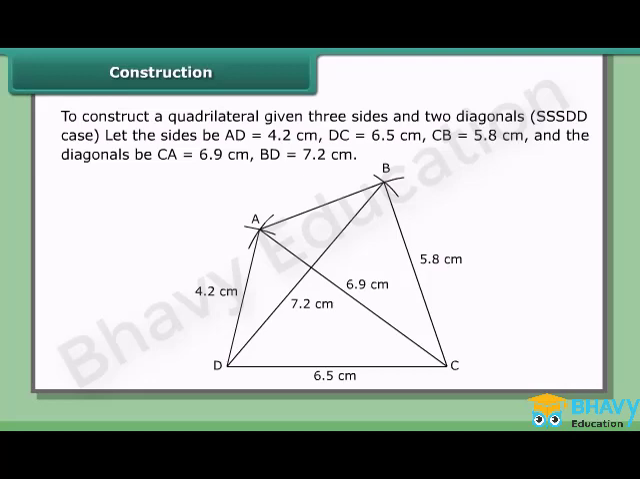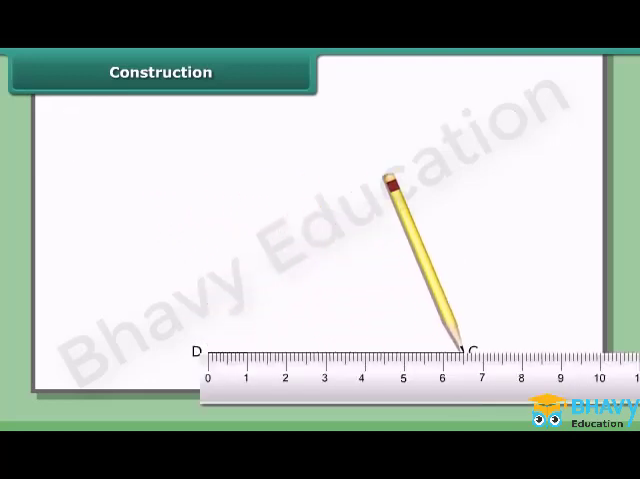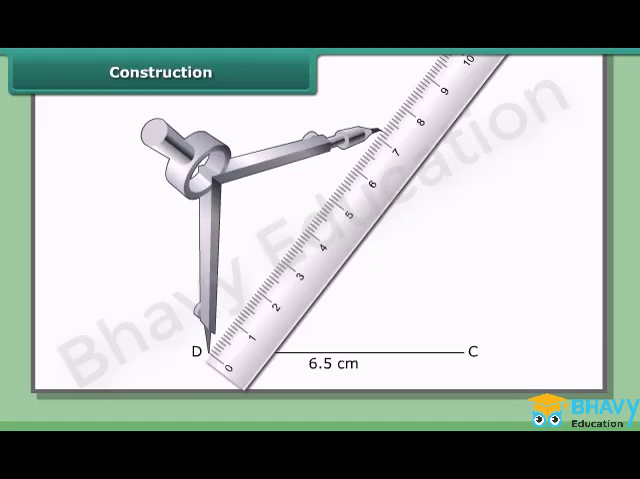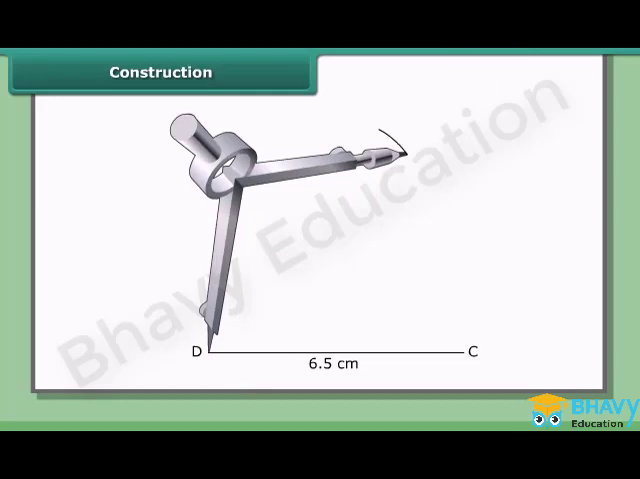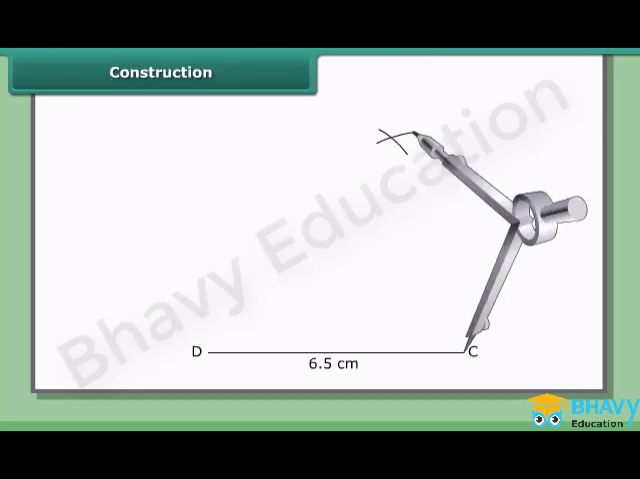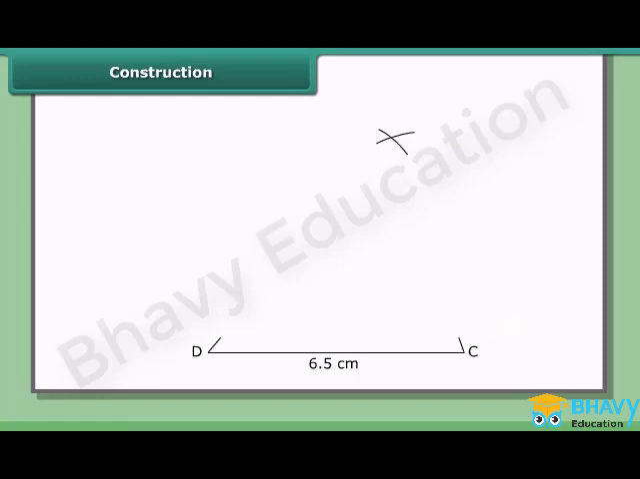Constructing BCD. Draw DC as 6.5 cm, with D as center and radius as 7.2 cm, draw an arc. With C as center and radius as 5.8 cm, draw another arc to cut the previous arc at B. Join CB and DB.